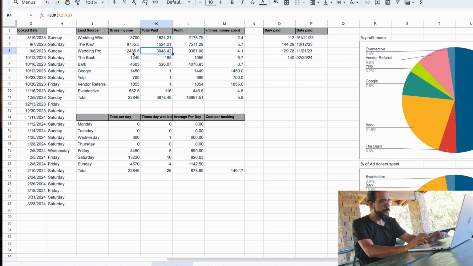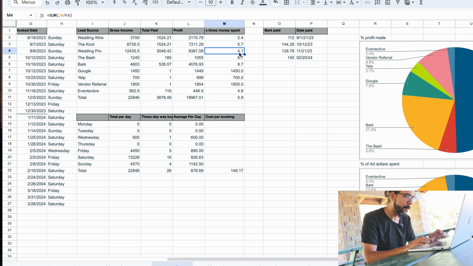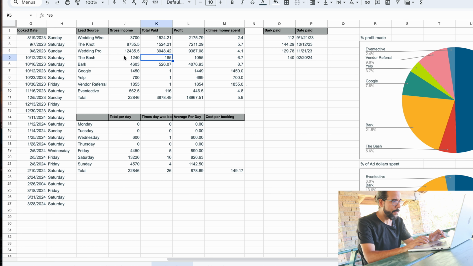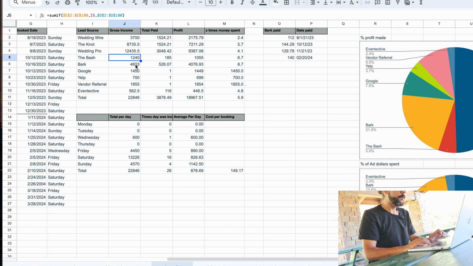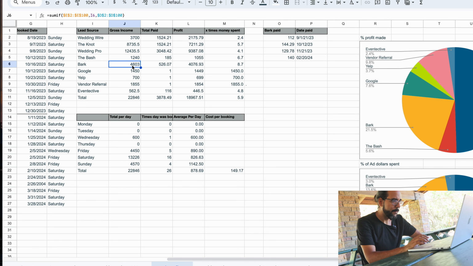And so far from them, I've made back $12,435. So four times my money. The Bash, I spent $185. I've made 6.7 times my money, $1,240. The Bark, I put in $526 and have grossed back $4,603.